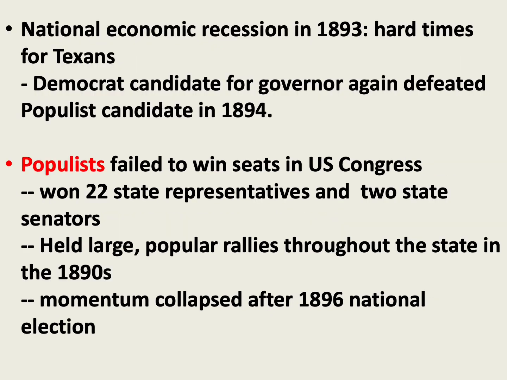Now, I already mentioned the economic panic in 1893 that was nationwide. It caused hard times across the country, including Texas. And in 1894, the populists ran a candidate for the governorship, but a Democrat again won the governorship. However, in the 1894 election, the populists did win 22 state representatives and 2 state senators, and they continued to have large rallies throughout the state. But now we're going to see in the 1896 national election, the Populist Party totally collapsed.